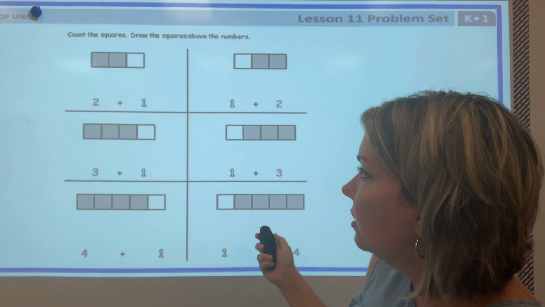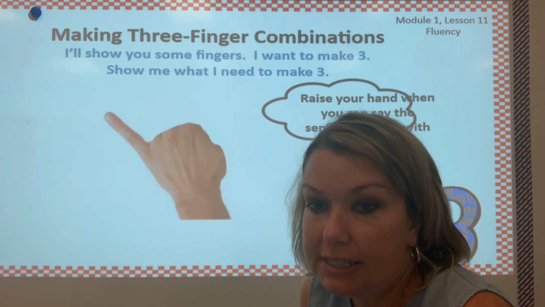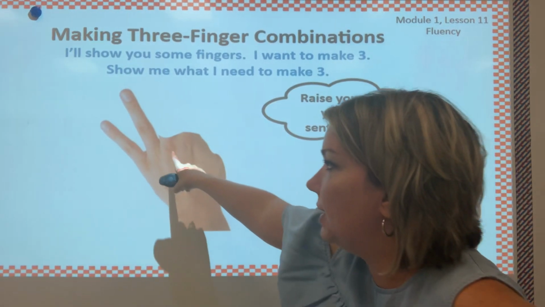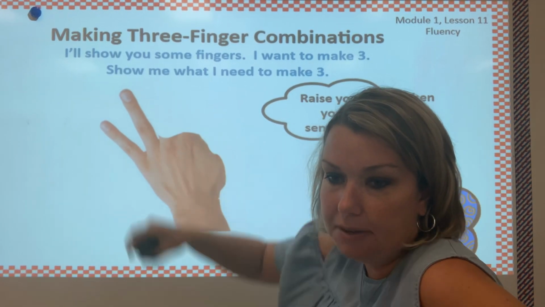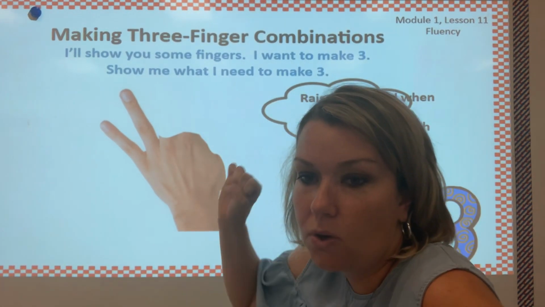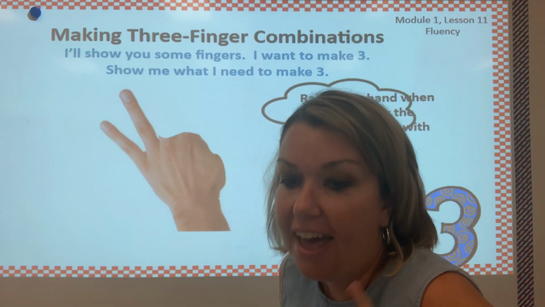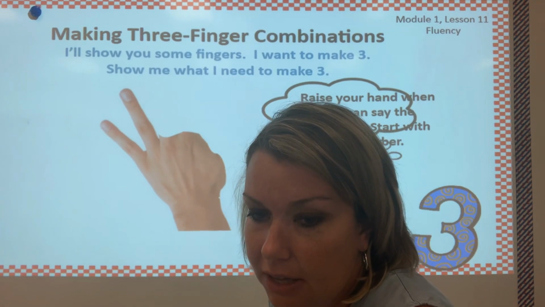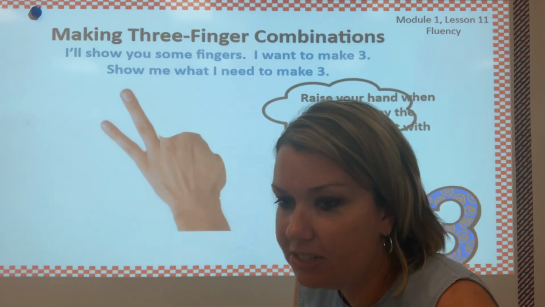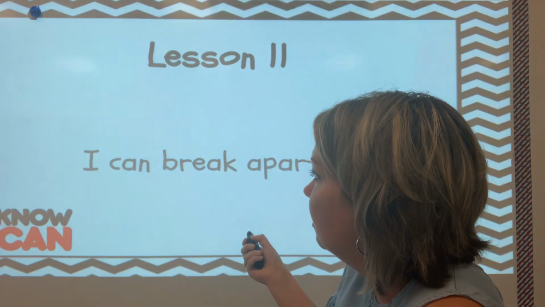Awesome. All right. Okay, so that was it with that. Those are just different ways to make 3. Let's go back to this one and we'll do a number sentence with it. How many fingers do you see? 2. How many more do you need to make 3? 1. 1 and 2 make 3. Echo. 1 and 2 make 3. That's awesome. Whoever said that. 1 and 2 make 3. All right, now let's go back.